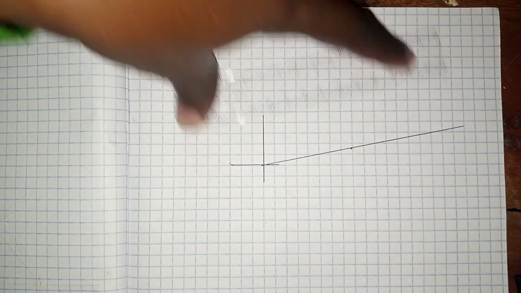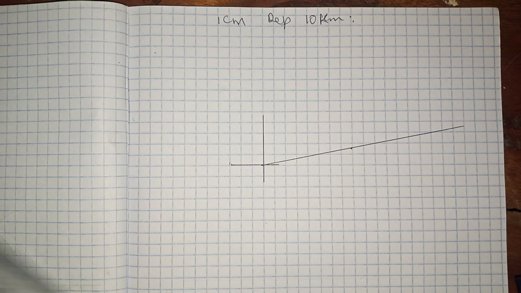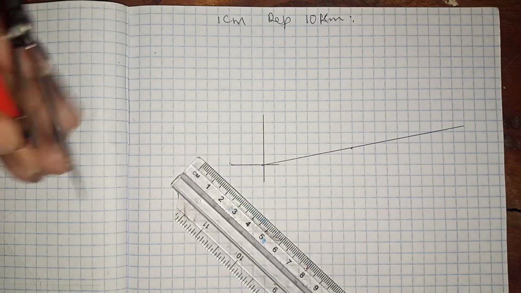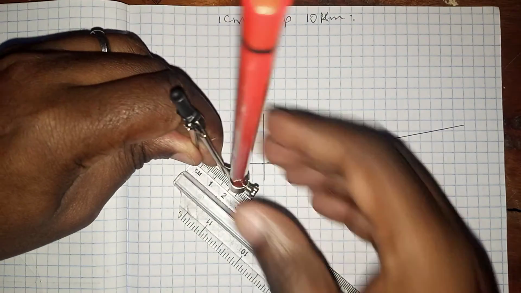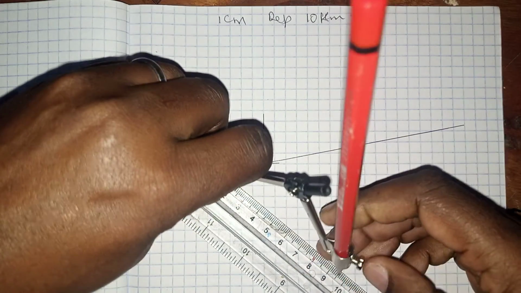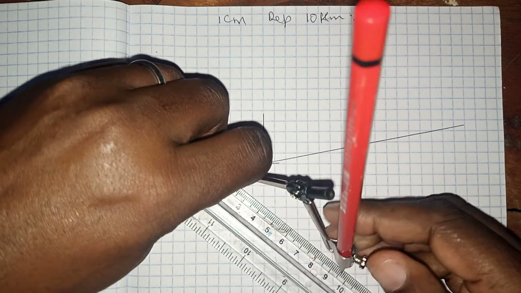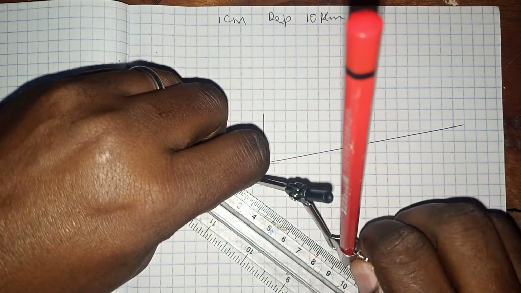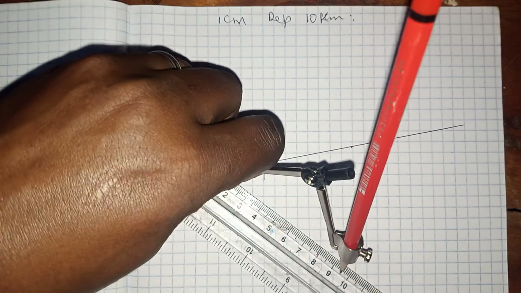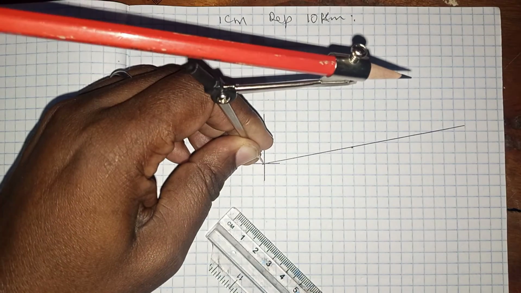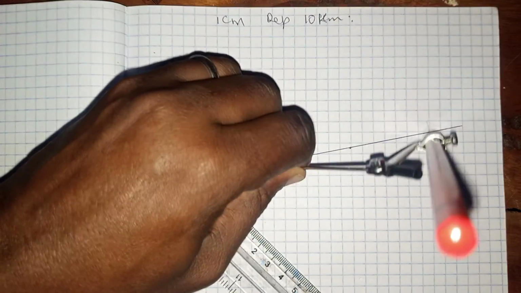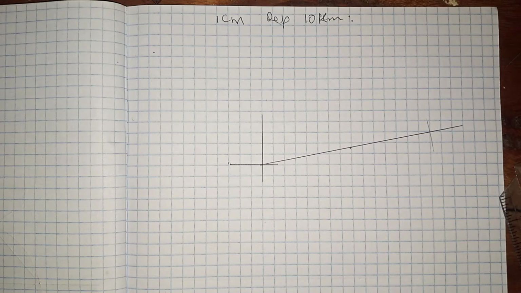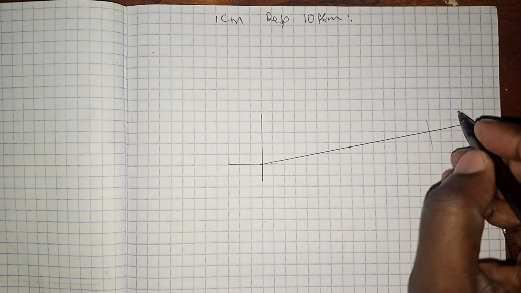How many kilometers? 95. According to our scale, where 1 centimeter represents 10 kilometers, we just have 95 divided by 10, which is 9.5. So we are going to talk about 9.5 centimeters, and there we are. You can see that is 9.5 centimeters. So from here, we make a mark. If we name this point B, that is now our point B.